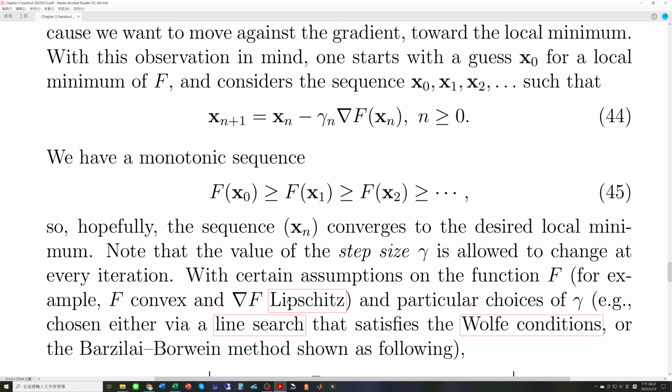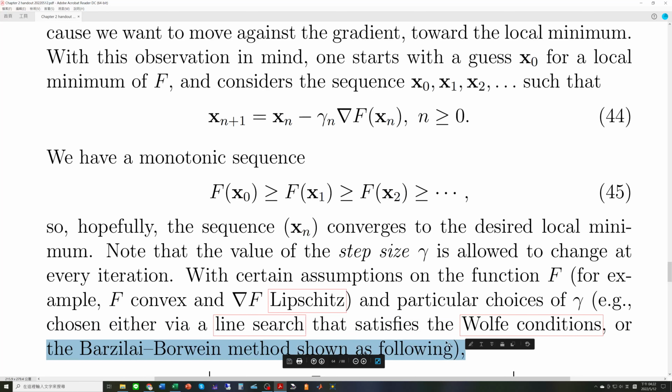What is Lipschitz? We will explain it later. And particular choices of gamma, for example, chosen either via a line search. What is a line search? We will introduce it later. That satisfies the Wolfe conditions, or the Barzilai-Borwein method shown as following.